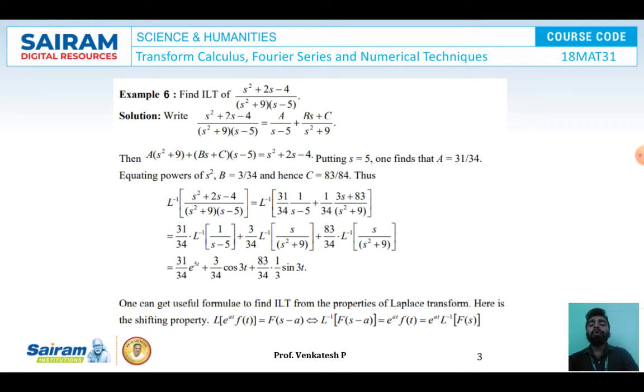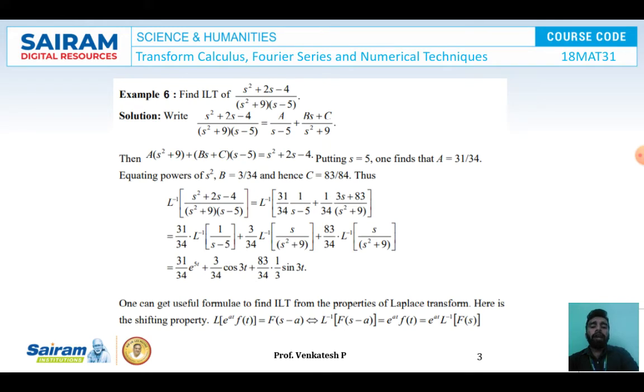Now I am going to equate the coefficients of s square. Taking all s square terms on both sides, we got B is equal to 3 by 34, and by the constant terms we get C is equal to 83 by 84. Now all these A, B, C values I am going to replace in the above expression.